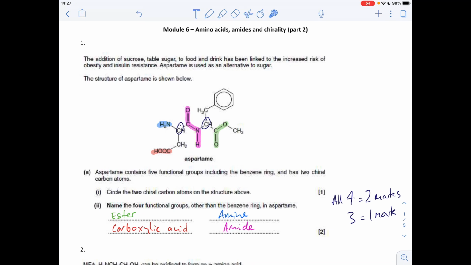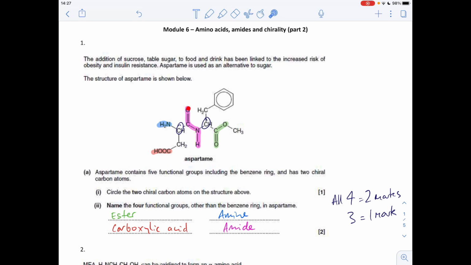The four functional groups other than the benzene ring in this molecule, so you can see I've done them by colour code. So there's an ester group there. We've got a carboxylic acid group over here. We've got an amine group here. It's actually a primary amine, but the mark scheme doesn't specify the need for primary.